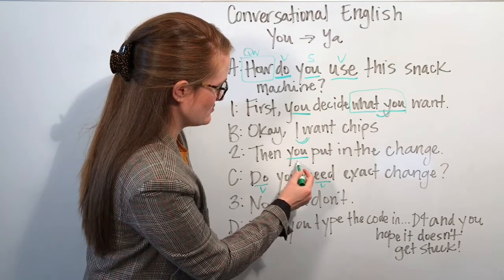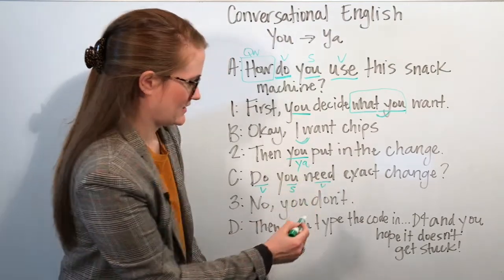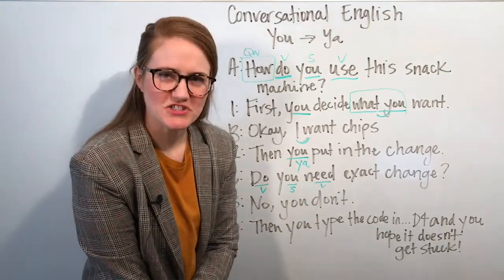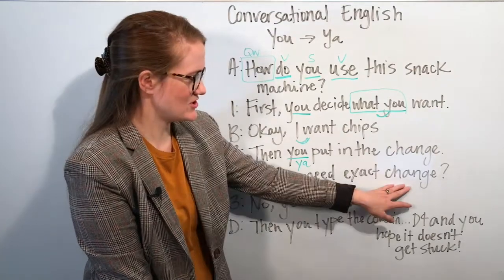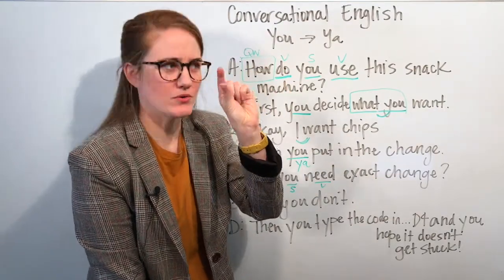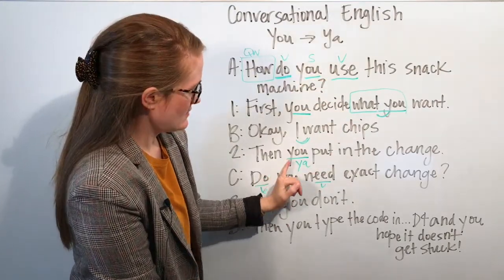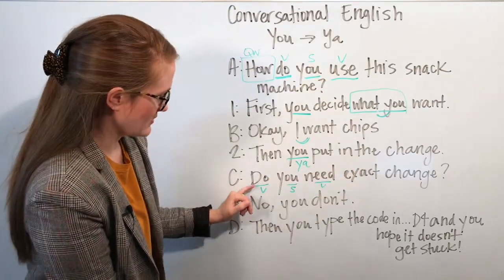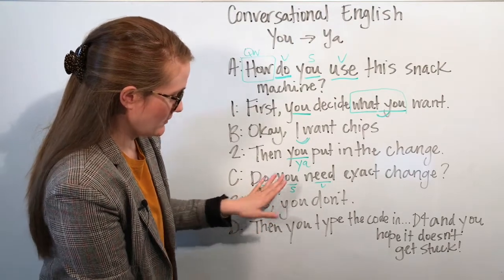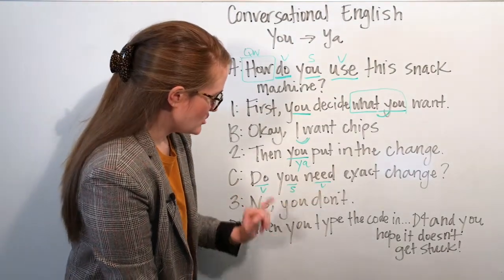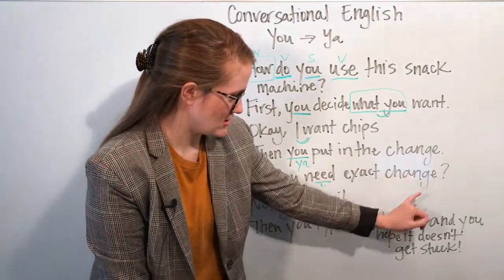Now this you sounds a lot like a yeah. Then you put in the change. Okay, what's the change? The change is the coins. You're going to put them into the snack machine. Then you put in the change. Okay, now here we have our verb, subject, verb. Do you need exact change?